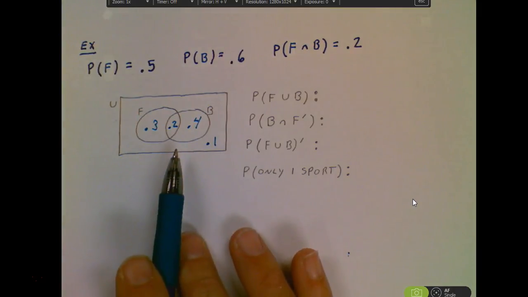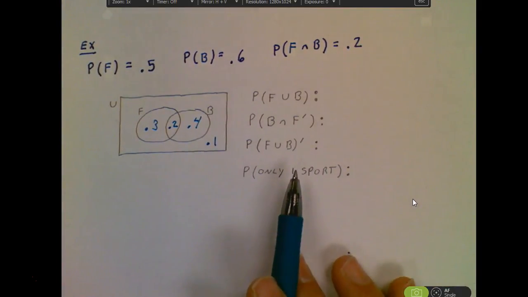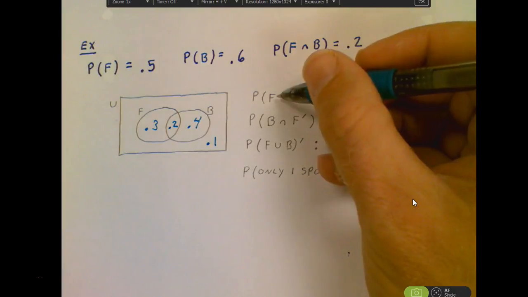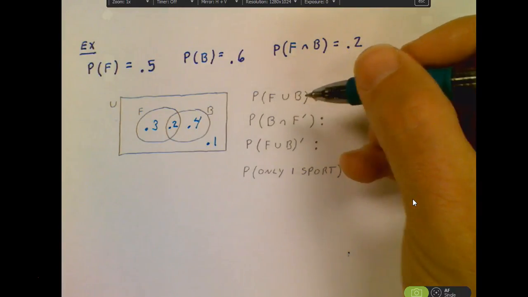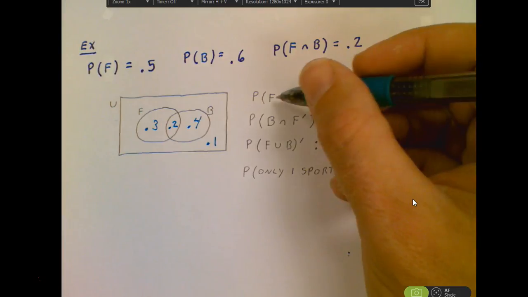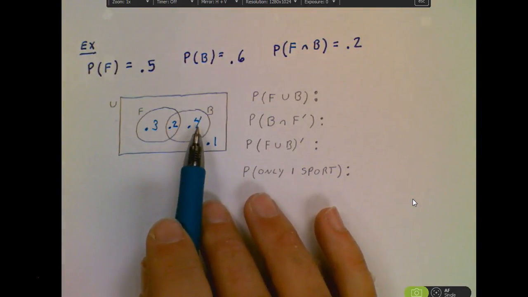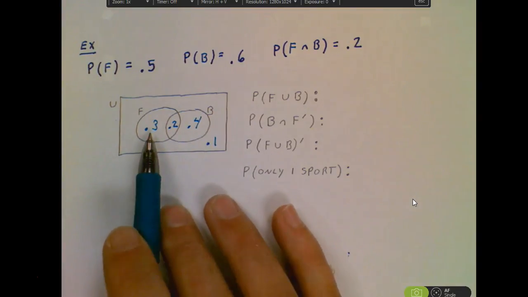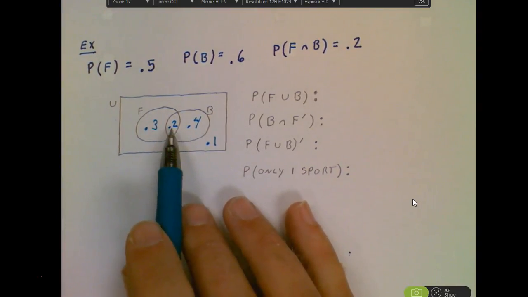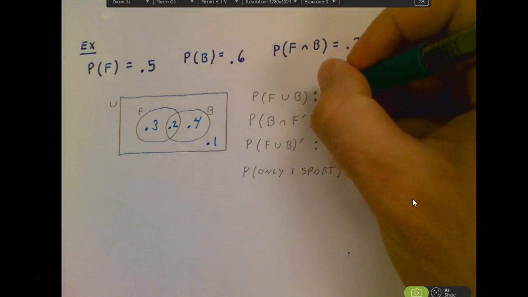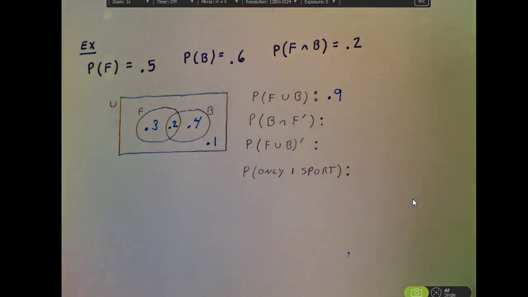Once you have that diagram filled out, though, answering these questions becomes really easy now that I have a good diagram to work with. So for this part where they say, what's the probability that a student plays football or baseball? Well, if you remember what I showed back up top, the or statement would be any student within any of this area here. They play football or baseball, so it could be this 30% or that 20% or that 40%. So if I simply add those together, I can see that 90% of the students play football or baseball.